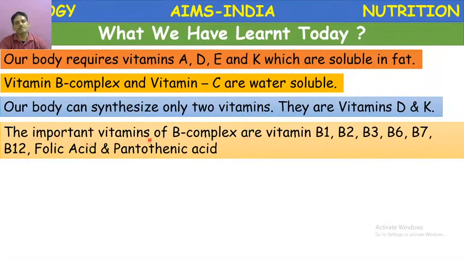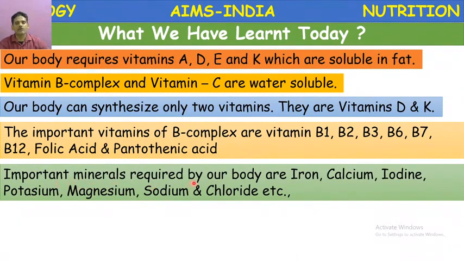So the important vitamins of B complex are vitamin B1. What is the chemical name of B1? Recall, come on, answer, those who are in live chat. Vitamin B1 is also called thiamine. Vitamin B2, riboflavin. Vitamin B3, niacin or nicotinic acid. Vitamin B6, pyridoxine. Vitamin B7, biotin. Vitamin B12, cyanocobalamin. Folic acid, pantothenic acid. These are together called vitamin B complex.